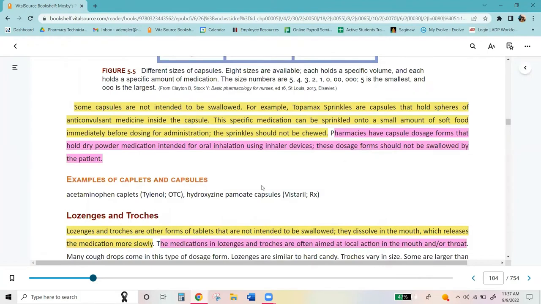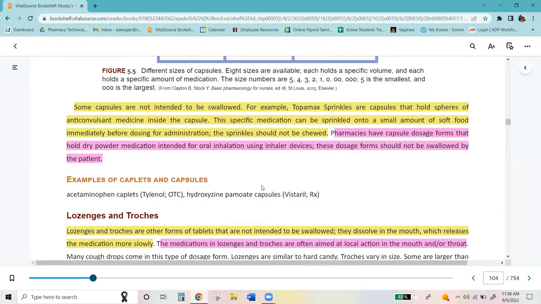Some capsules are not intended to be swallowed. For example, the medication Topamax sprinkles, those are capsules that hold spheres of anticonvulsant medication that are inside the capsule. And this specific medication can be sprinkled onto a small amount of soft food immediately before dosing or administration, and the sprinkles should not be chewed.